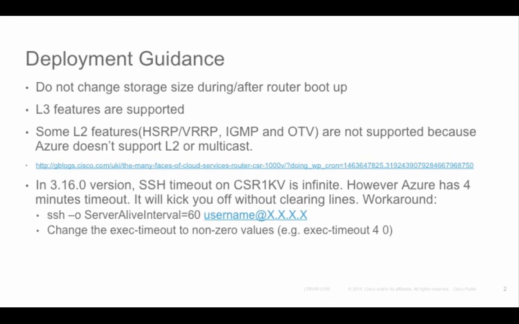Second, you can change the exec-timeout on the CSR router directly. Let's go back to the router and do a show run. If you scroll down to the last part, you can see the exec-timeout default is 0 0. You can change that to a non-zero value. For example, here we change it to 4 0. That means it will have a 4 minute timeout, which is equal to the Azure timeout. Then you will be okay.